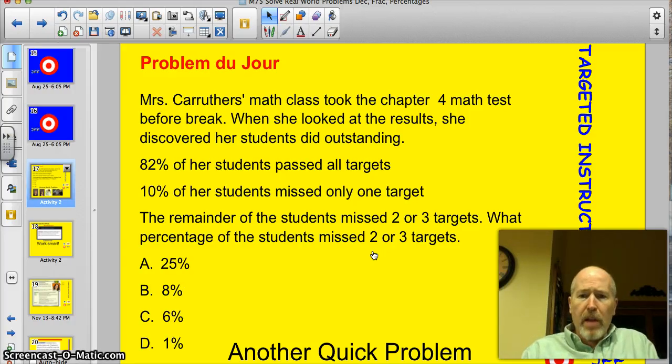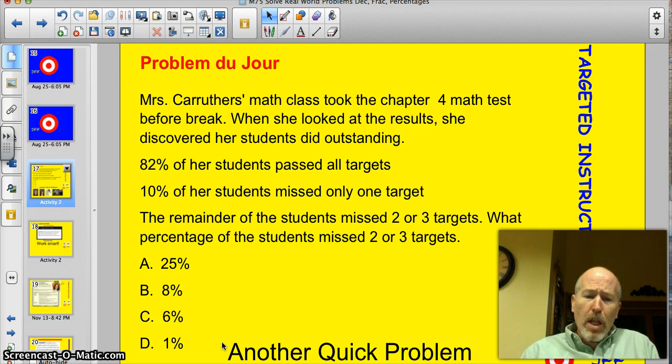Miss Carruthers' math class took the Chapter 4 math test before break. When she looked at the results, she discovered her students did outstanding. 82% of her students passed all the targets. Another 10% missed only one target, and the remainder of her kids missed 2 or 3 targets. What percentage of the kids missed 2 or 3 targets? We've got an A, a B, a C, and a D here.